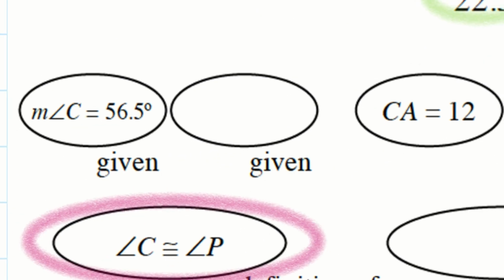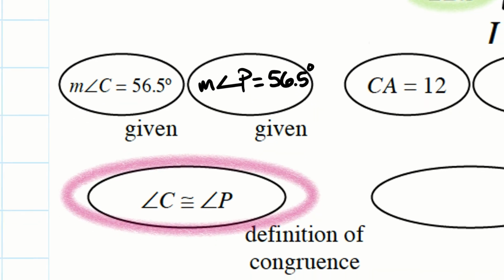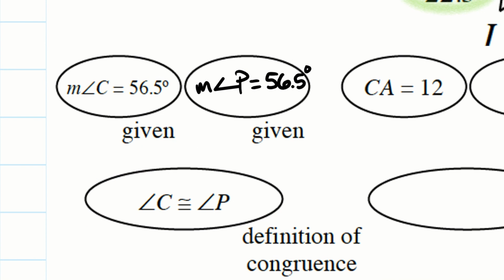So I'll say right here that the measurement of angle P is 56.5 degrees. And that's given from the diagram. Now that those are both 56.5 degrees, I can say, well, if this is 56.5 degrees, and angle P is 56.5 degrees, those two angles must be congruent to each other because they fit the definition of congruent angles, right? Two angles are congruent if they have the same number of degrees.